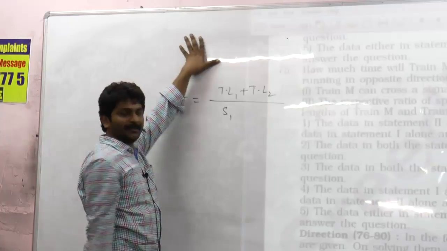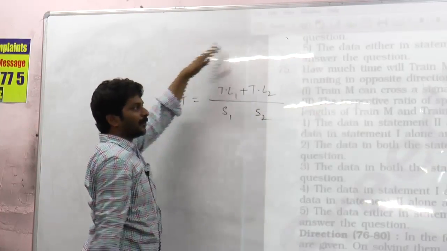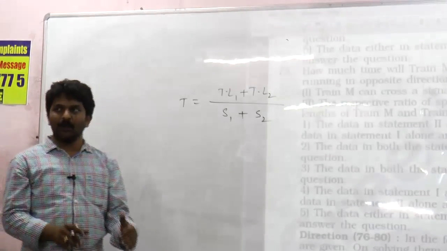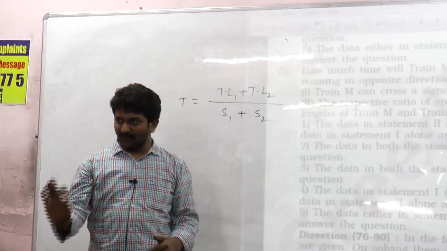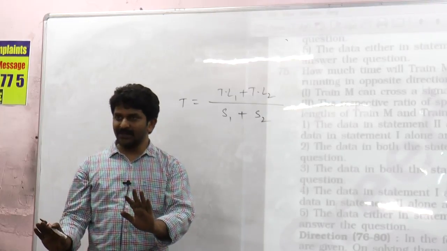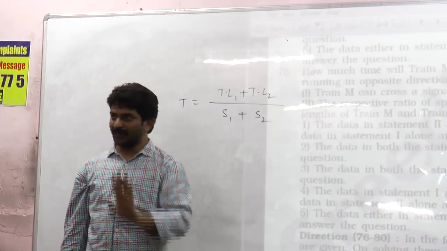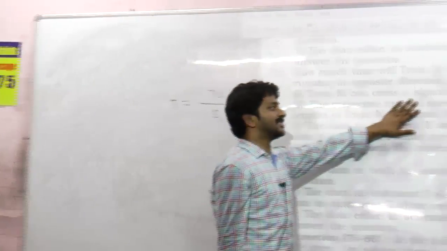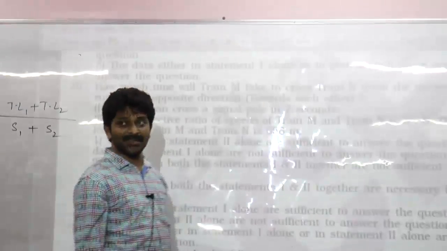Speed of the first train and speed of the second train. Both are moving opposite to each other, so relative speed becomes s1 plus s2. So you need to know train length 1 plus train length 2, speed of the first train, speed of the second train. These 4 variables are a must. Now look at the first statement. Train M can cross a single signal pole in 7 seconds. With this information, can you calculate the speed of train M?